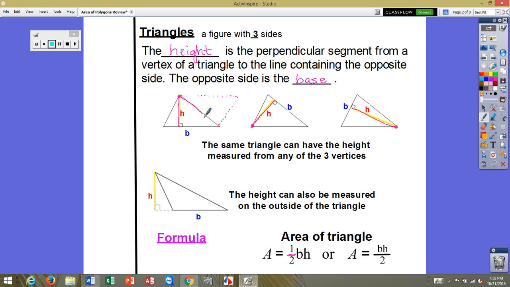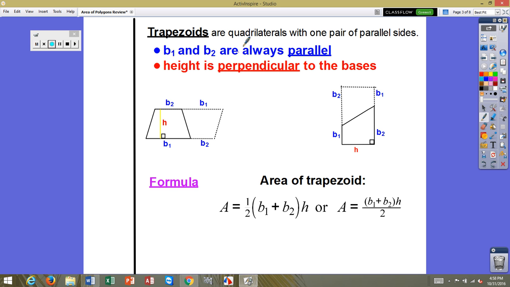You then have to divide by 2 so that you're cutting it in half. Okay? Alright, let's talk about trapezoids now. Trapezoids are a special type of quadrilateral with only one pair of parallel sides as opposed to two. So we label those parallel sides base 1 and base 2. Okay? And we also have a height. That height has to again be perpendicular to the bases.